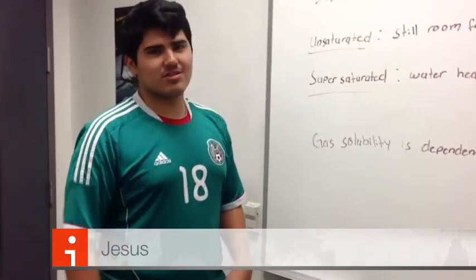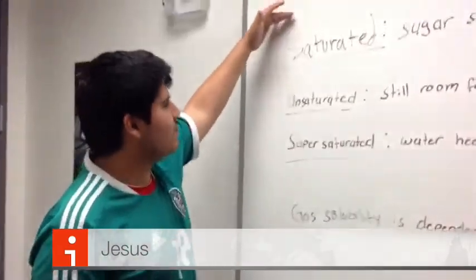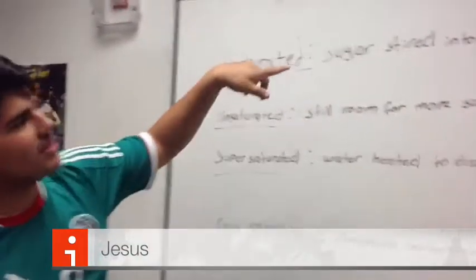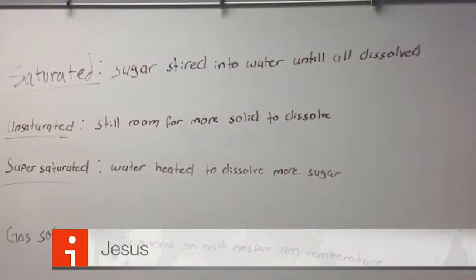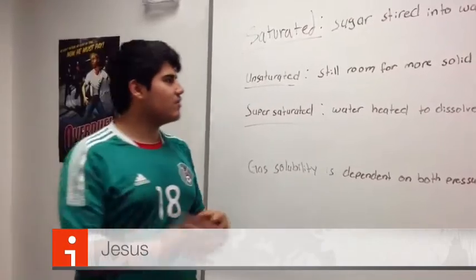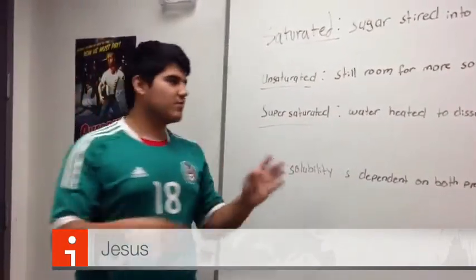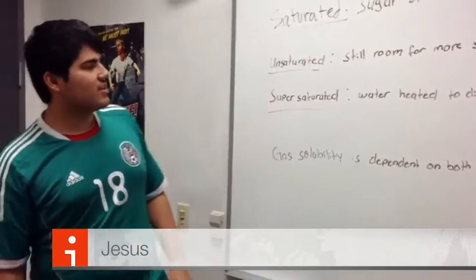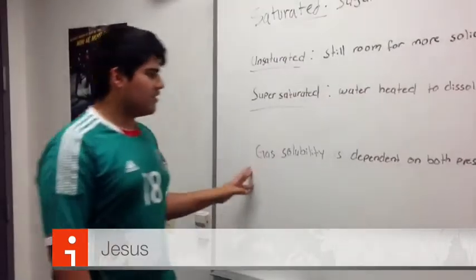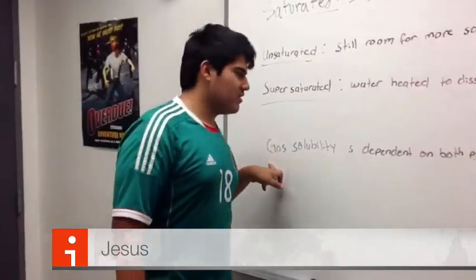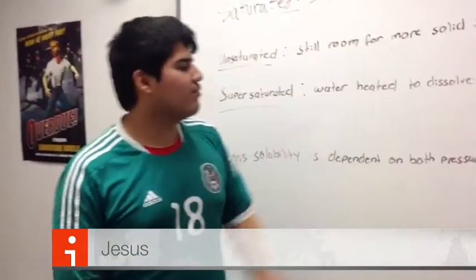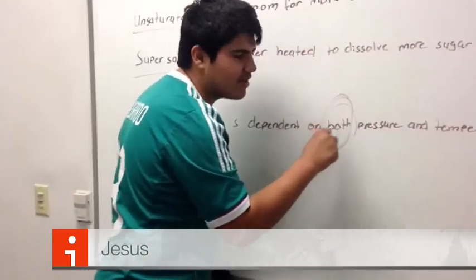Hi, I'm Jesus Martinez, and I'm here to explain examples of saturated, unsaturated, and supersaturated solutions. Saturated is sugar stirred in water until it dissolves. Unsaturated is when there is still room for more solid to dissolve. Supersaturated is water heated up so that it dissolves even more sugar. And then another question is, is gas solubility dependent on pressure or temperature? It's dependent on both.